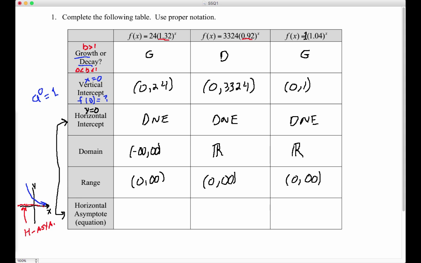What they're asking for when they ask for the horizontal asymptote is the equation of the x-axis. And the equation of the x-axis is given by y is equal to 0. So that red dashed line I just drew is the x-axis, and it's y equals 0, and it's the same for all of them, because they're all stock functions in the sense that they have not been translated up, down, left, or right. They've just got different bases and different initial conditions.